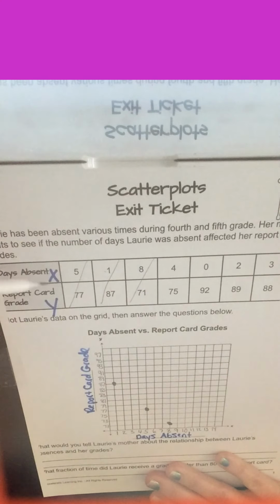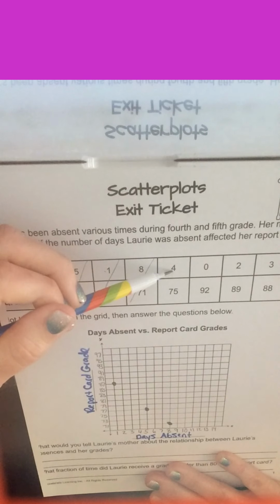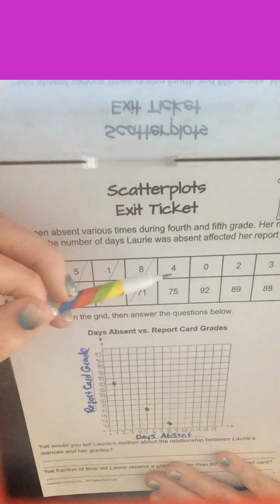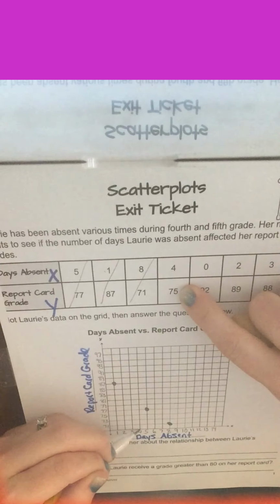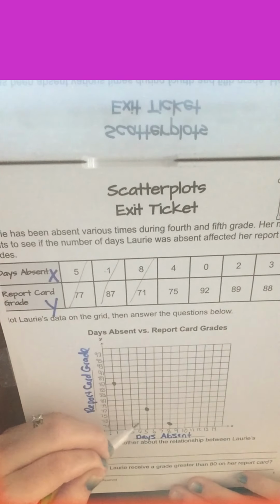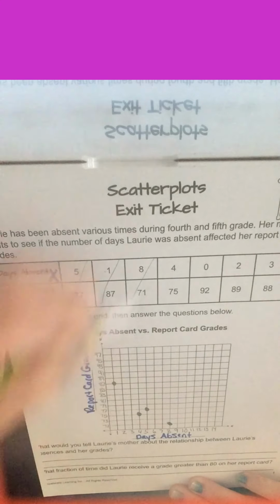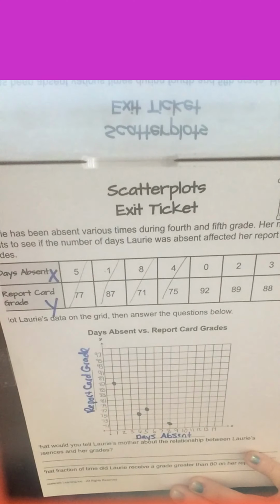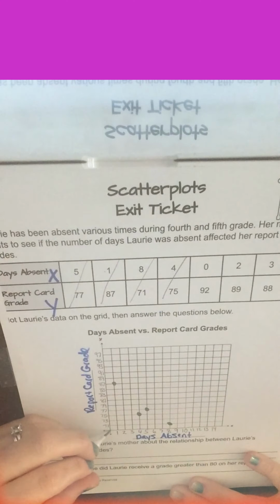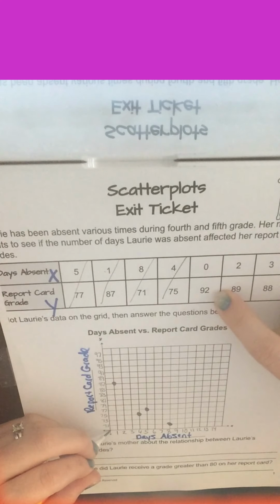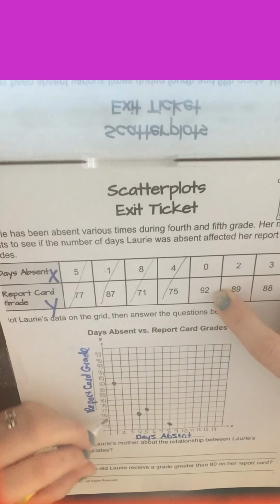Okay, so next we have our days absent as X, which would be 4. So my X would be 4, so I'm going to go over 4. And then my Y would be 75. So I'm going to go up to my Y-axis for 75. See, guys, this is just like what you were doing before. And so days absent, 0. So I'm going to just not move at all. I'm going to be at my point of origin. And then report card grade, woo, they got a 92. Nice job. Now I'm going to go up to 92.